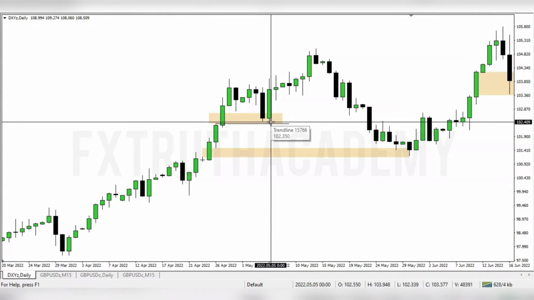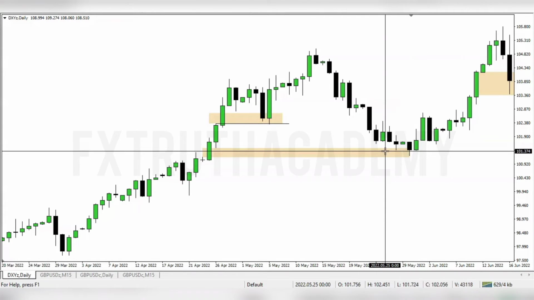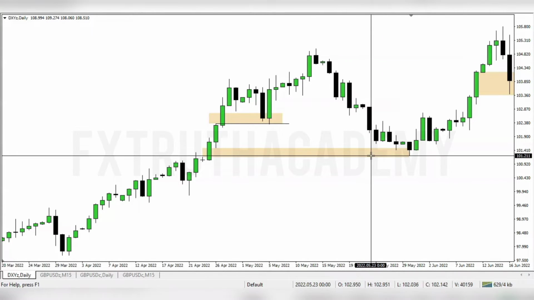So this is the second variation you want to look out for when trading the fair value gap for entries. You know what I'm trying to say? Then the next example you can also see in price is right here.